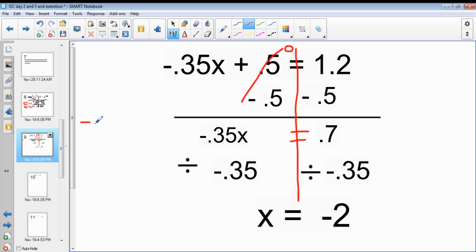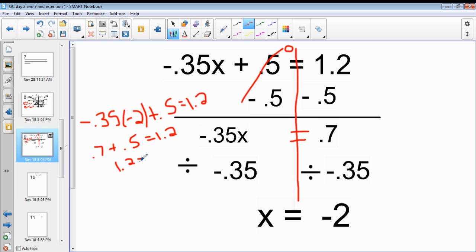But I still need to plug it back into my original equation to check my answer. So I have negative 35/100 times negative 2 plus 0.5, and that should give me 1.2. A negative times a negative gives me a positive, and I get 0.7 or 7/10 plus 5/10 is equal to 1 2/10. Well, if I add them together, I get 1 2/10 equals 1 2/10. So my answer is correct.